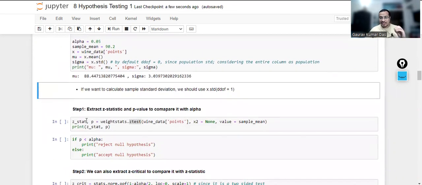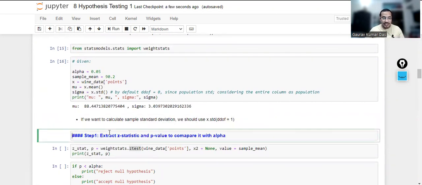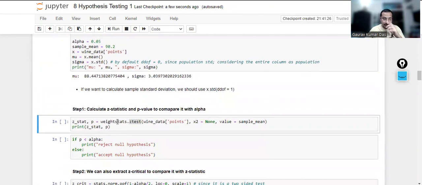Okay, so now the first step would be to calculate the Z statistic and p-value, right? And that can be done simply by using a function which is called statsmodels ztest, or z test. Now all these hypothesis tests which you have in Python typically give you two values, the statistic value and the p-value. And it gives the p-value for a two-tailed, or two-sided, test.